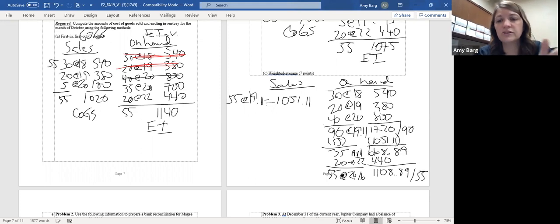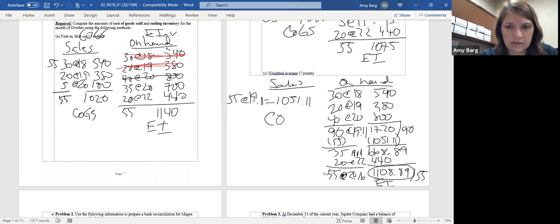So if there was another sale, any more units that you sold would be for $20.16 instead of $19.11. That extra purchase in there changed the average price. So the $1108.89, this number here, is your ending inventory. It doesn't like me to write off the page. And this $10.51.11 is your cost of goods sold. So that is FIFO, LIFO, weighted average.